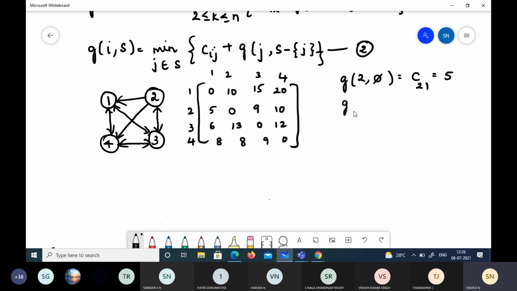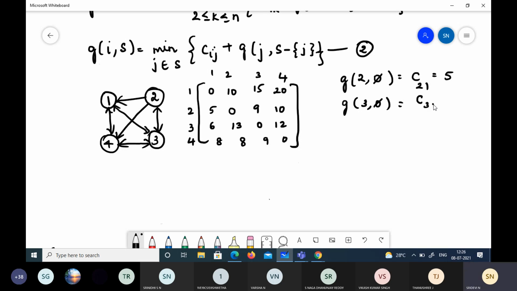Now we find 3 to 1. It is actually a null set. Here it starts from 2, visits all the vertices in S and terminates at 1. That's what I said earlier. So it's starting from 2, and as it is a null set, it's terminating at 1. So 2 to 1, 3 to 1, and 4 to 1, we are just finding it.